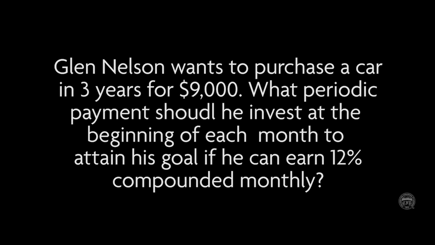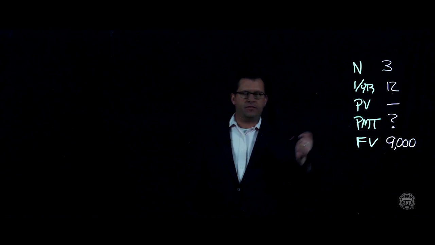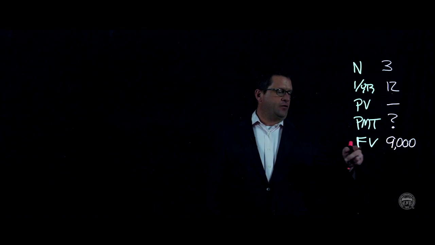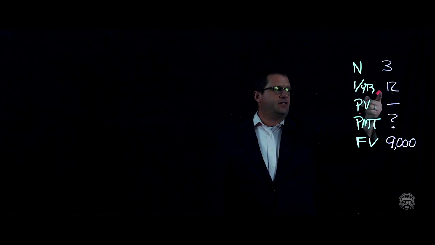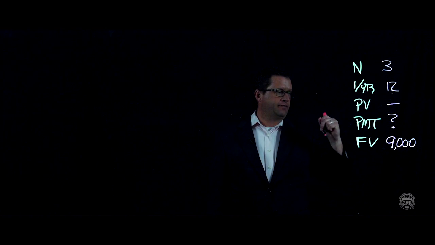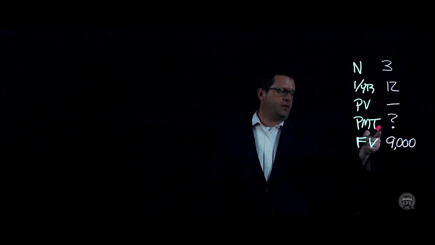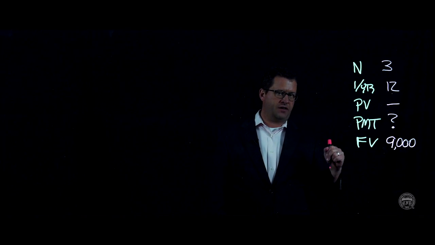Now we're going to do our final basic calculation, which is solving for the amount of a payment. So in our next scenario, we have Glenn Nelson, who wants to purchase a car in 3 years for $9,000. What periodic payment should he invest at the beginning of each month to attain his goal if he can earn 12% compounded monthly? All right, so just a quick review of our fact set. We have a client who wants to accumulate $9,000 in 3 years, thinks he can earn 12% per year on his money, and wants to know what monthly payment he has to make in order to accumulate this $9,000.